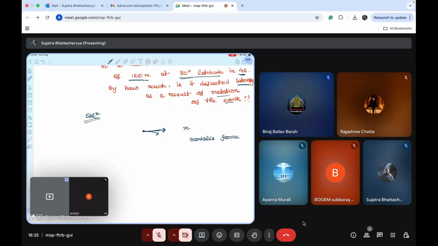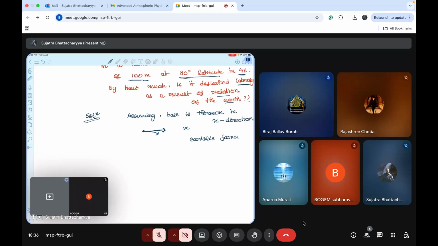Now, how to start? To start with, we assume that all other forces are not acting here. Only the Coriolis force is acting. So we will apply the momentum equation, assuming the ball is thrown in the x direction. You can assume it in the y direction as well. It will work. So thrown in the x direction, suppose.